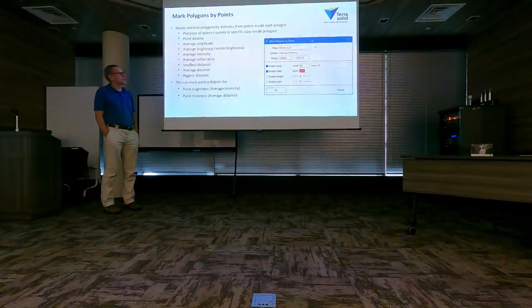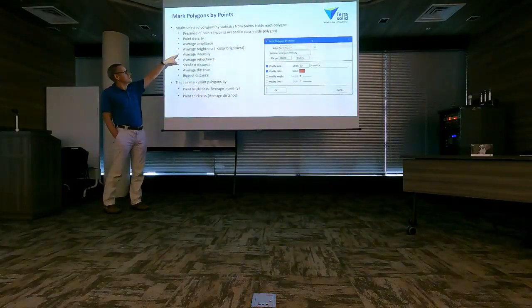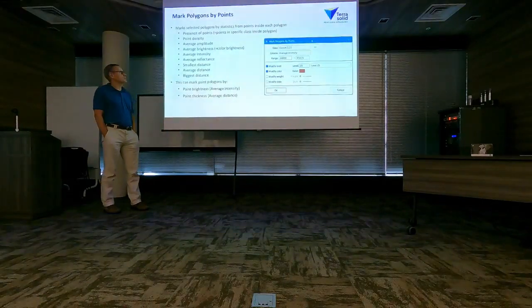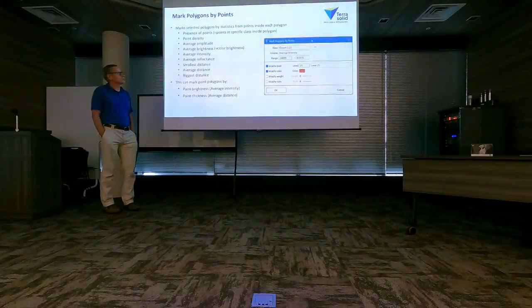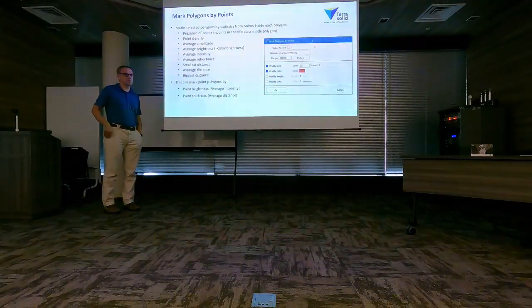So if I want to mark paint polygons by thickness, I would use average distance value of the points inside. If I want to mark paint polygons by how eroded those are, then I would use average intensity or average reflectance. And in this way I could mark all the paint polygons where it's so eroded that the underlying asphalt starts to be the only thing that I see.